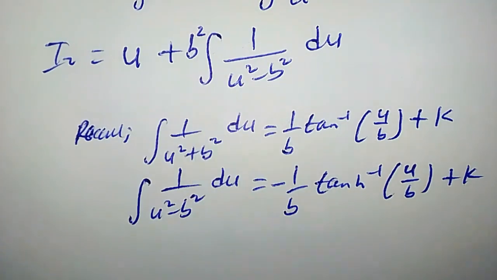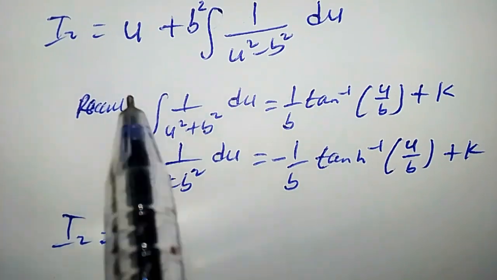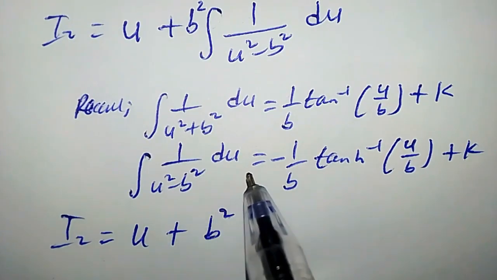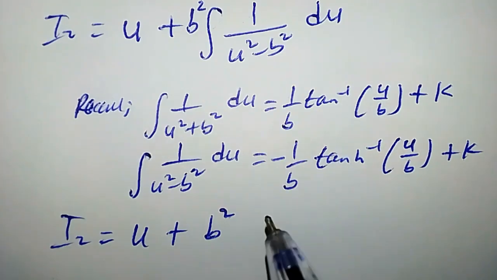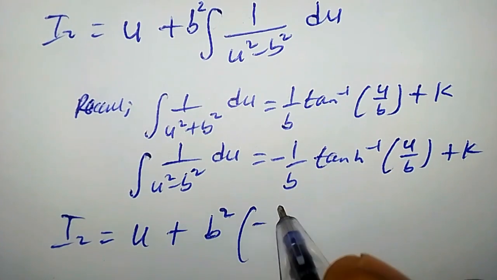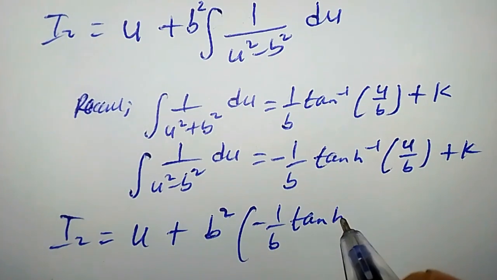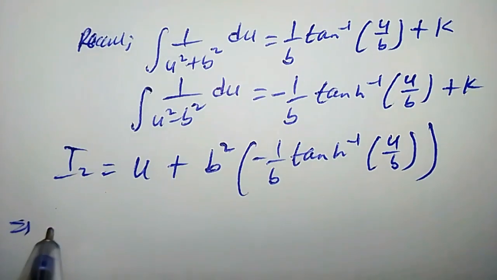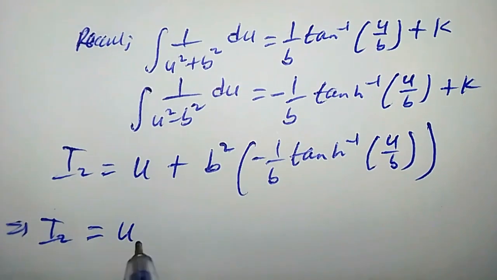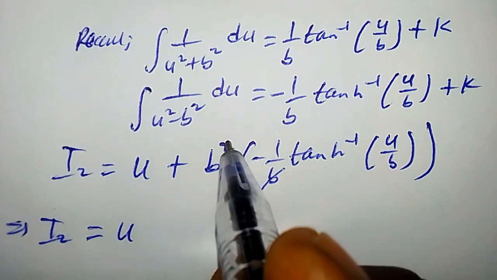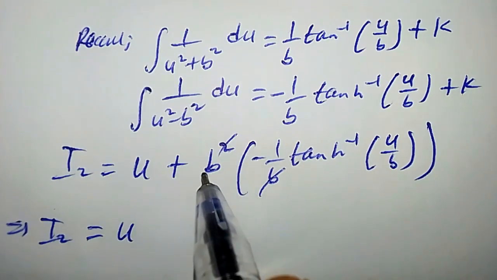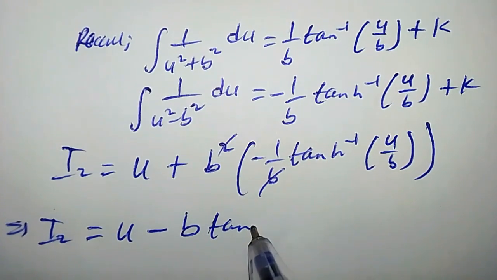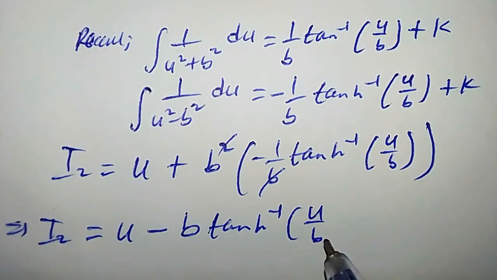Now, back to this I2. I2 is equal to u plus b squared. Applying this second property to this, we have minus 1 over b inverse hyperbolic tangent of u over b, close the bracket. This means that I2 is equal to u here. This b takes care of this power. We are left with plus b times minus 1, which is minus b inverse hyperbolic tangent of u over b.